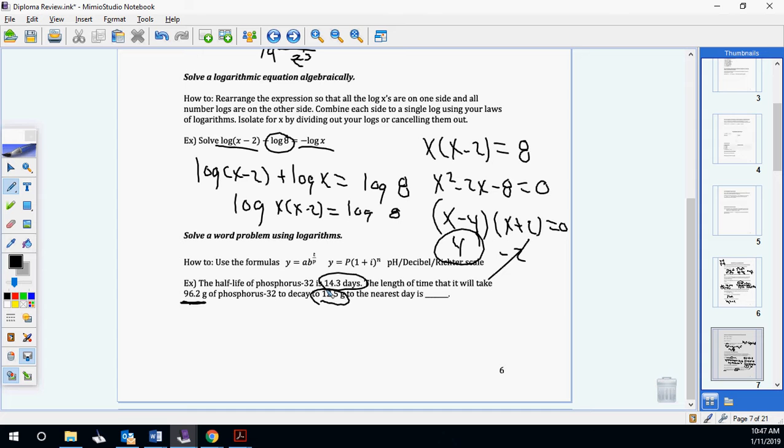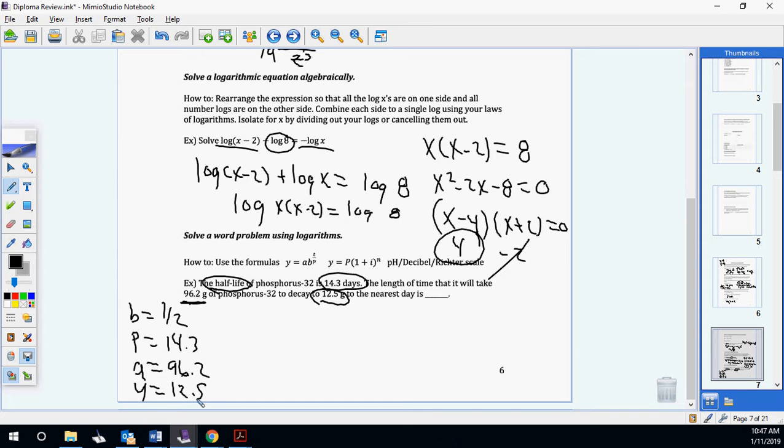So what are we solving for within that equation? T. Good. We're solving for t. So if you fill out your equation, we know the base, like the b, what's the growth? Half, right? Because it's a half-life. We know that the period is 14.3 days. We know that a is 96.2. And we know that y, the other side that we're solving for, is 12.5.